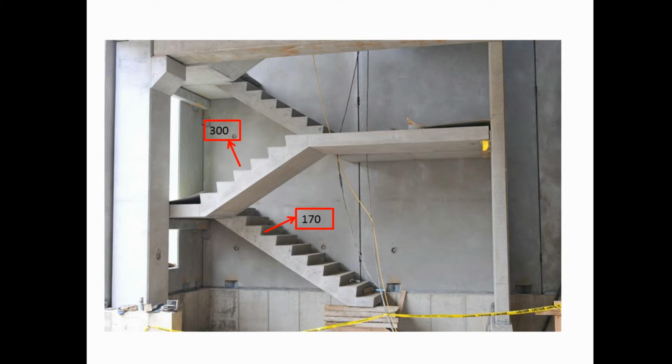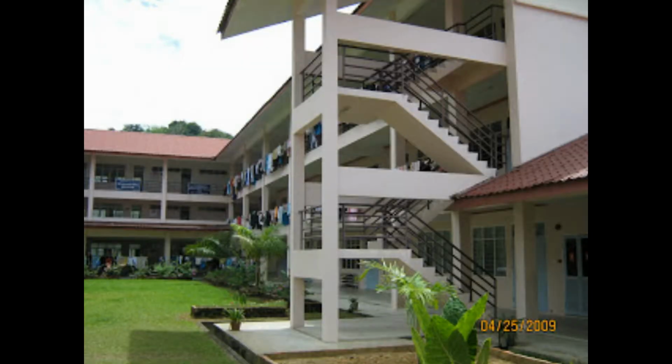We are using a design of 300 mm going, 170 riser, and the slab thickness is 100. The school is constructed with 4 levels. The staircase is designed in the ground floor, first floor, second floor and third floor only.